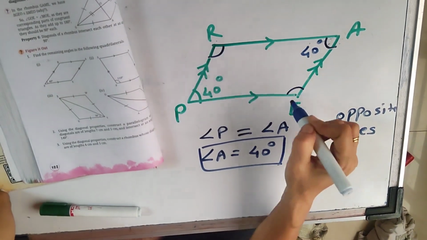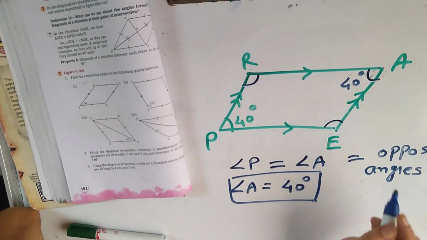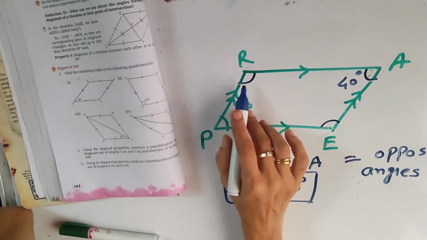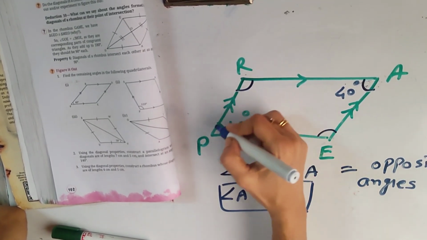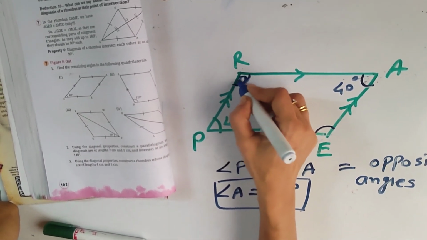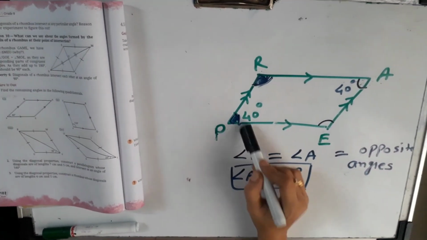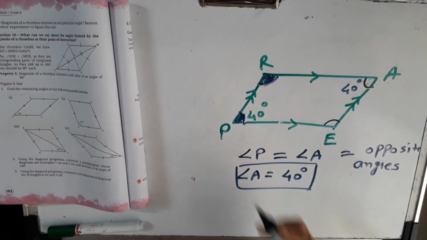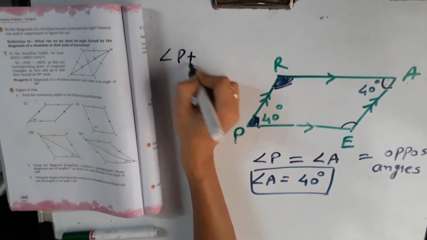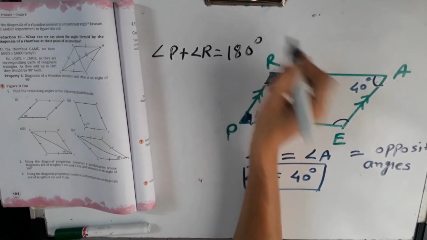Now you have to find R and E. Angle R and angle E are opposite angles, लेकिन हमें R की भी वैल्यू पता नहीं है और E की वैल्यू नहीं पता. तो how to find? You have to take the supplementary angle. Here angle P is 40 degrees, and angle A is also 40 degrees. Now what is the relation between angle P and R? Angle P and R are supplementary, so the sum of these two angles is 180 degrees.